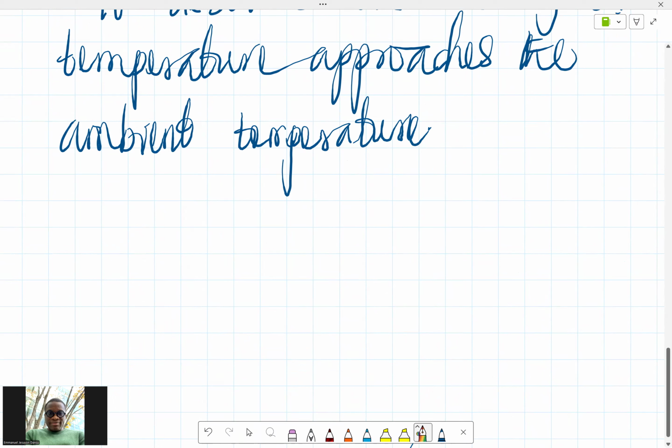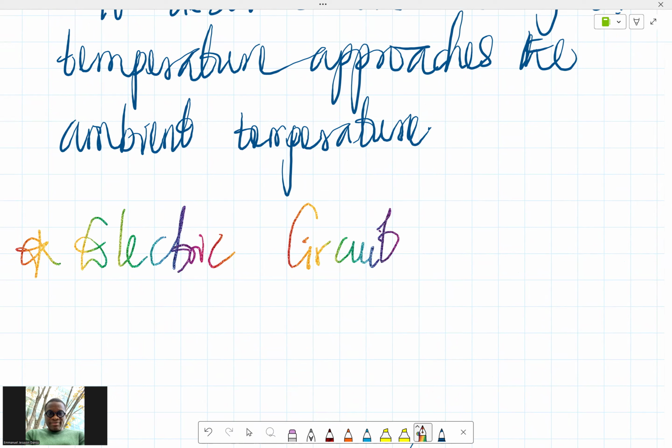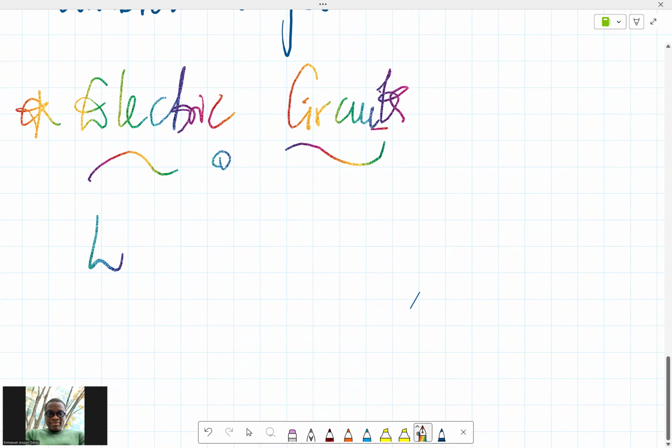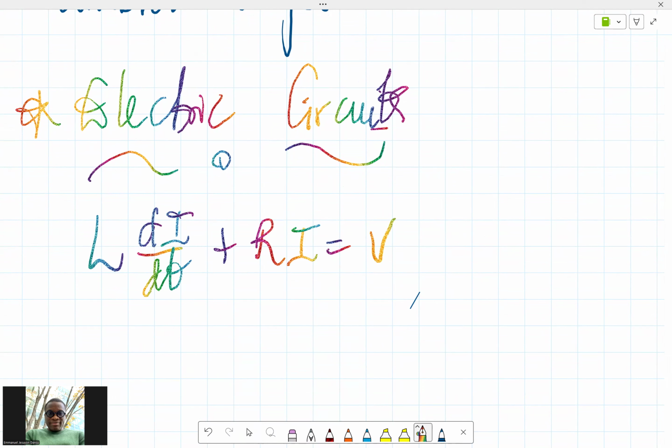Now let's talk about another one: electric circuits. Here we have L di/dt + Ri. You see here, i is the dependent variable while time is the independent variable. So L di/dt + Ri = V(t).